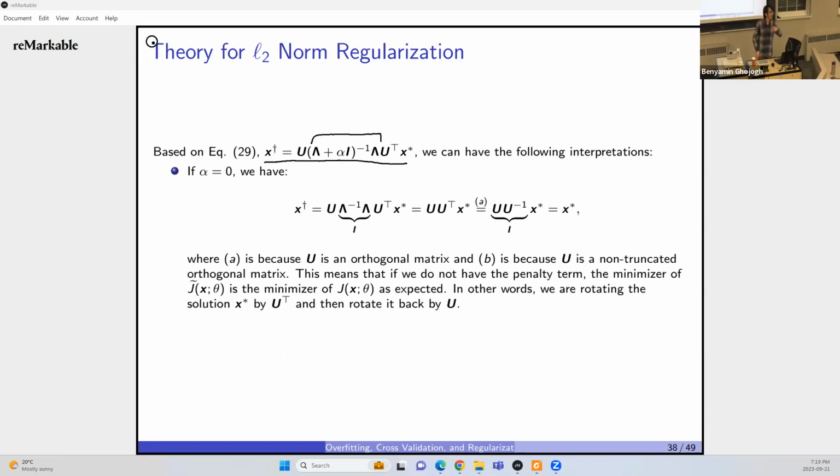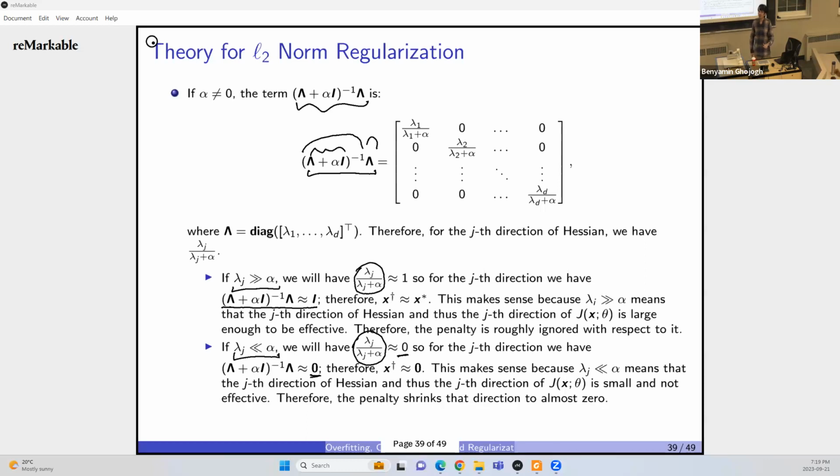So it becomes X star, which is the solution of the minimization of the actual cost. But when lambda j is much less than alpha, it means that the eigenvalue of the Hessian in that direction is not that important with respect to alpha, with respect to the regularization term, then shrink it. In summary, for those directions where my actual cost is important, ignore the regularization term. Consider my actual cost. For those directions where my actual cost is not that important, consider the regularization term, so shrink that direction.